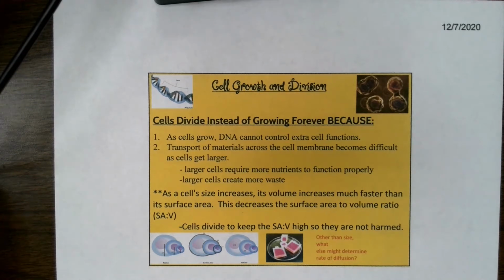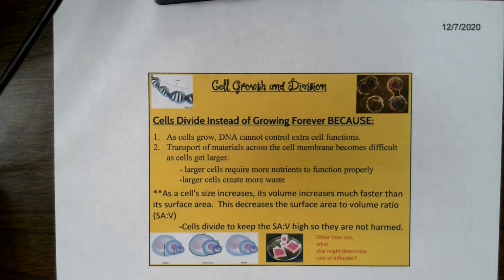There's two main reasons. Basically, in a cell, there's a set amount of DNA. So as the cell grows, that set amount of DNA cannot control extra cell functions if the cell gets too large. So it's got to divide, okay, so that the cell functions can be controlled by that set amount of DNA. And then the second thing deals with transport.